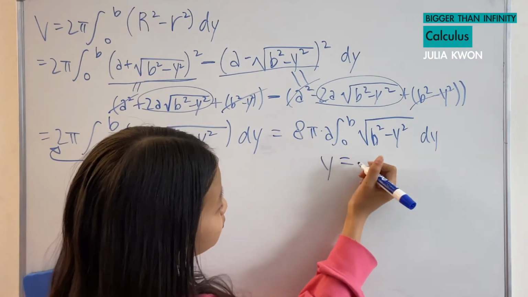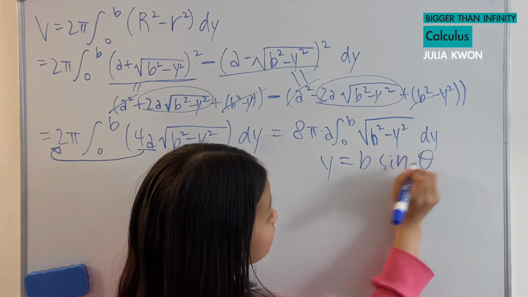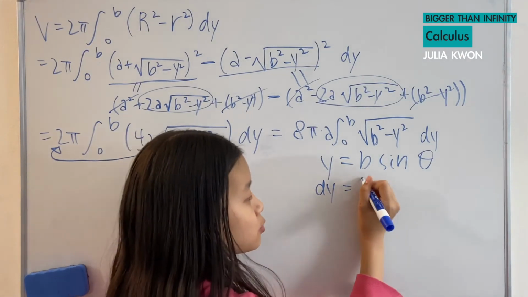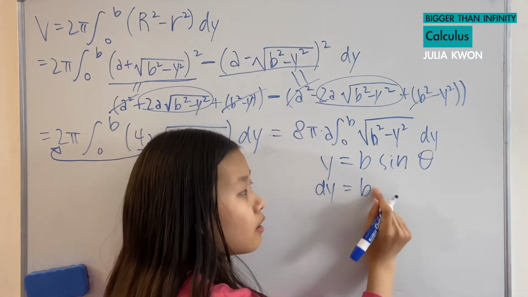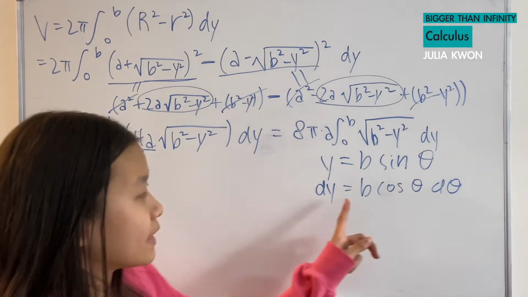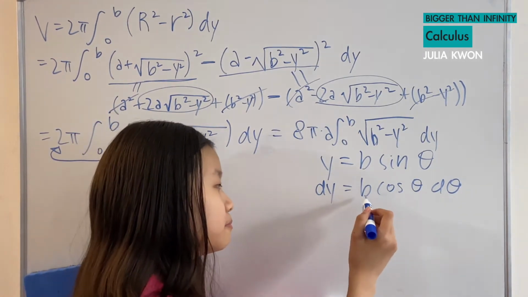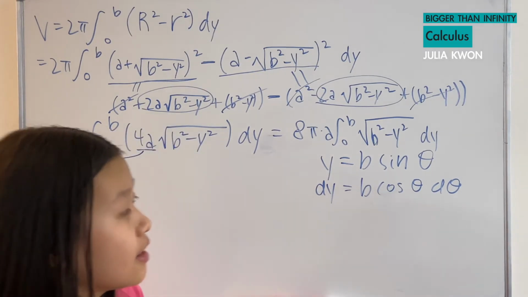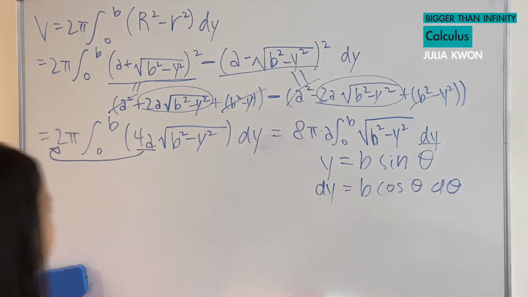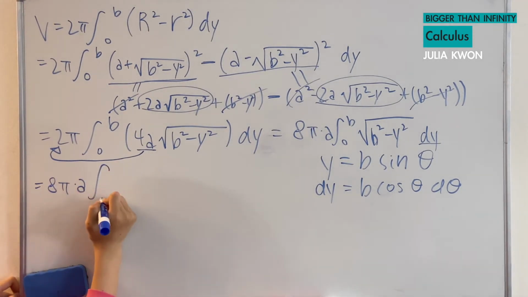We're going to say y is equal to b times sine theta, which would mean that dy is equal to, we're just going to take the derivative of this, which you would get b times cosine theta d theta. And now we can just substitute b times cosine theta times d theta with the dy here, and also substitute y with b times sine theta, and times the integral from it.